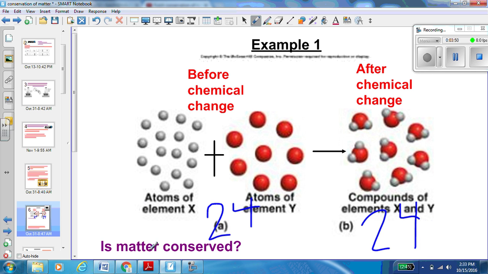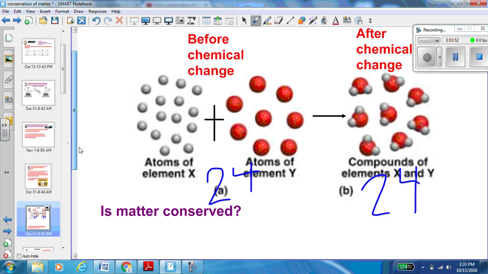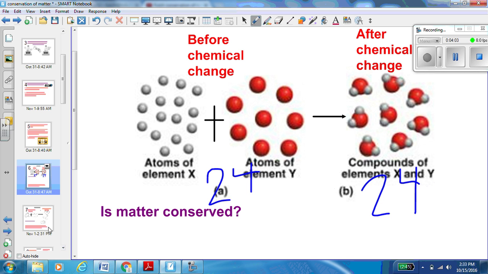So please make sure that when you answer this question, you indicate that in your answer. There were 24 atoms before the change. There are 24 atoms after the change. That's example 1. Let us now look at example 2.